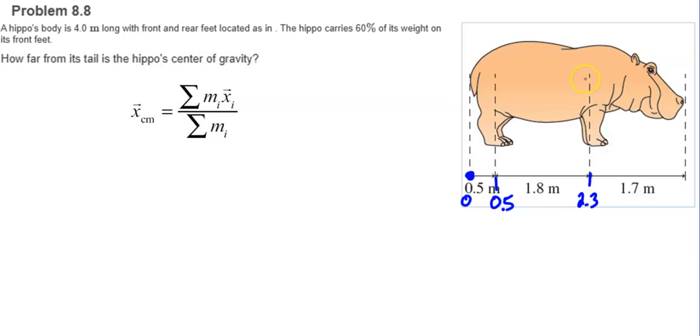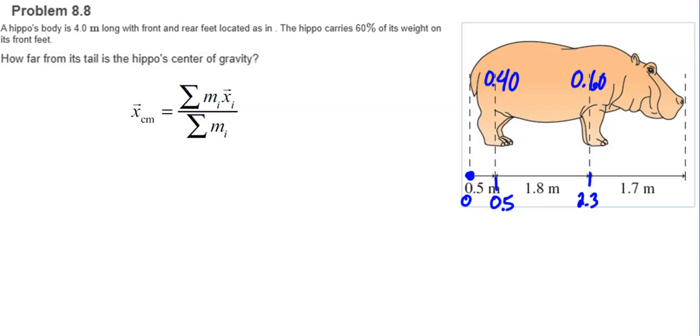So we're going to model the hippo as though it is composed of 2 point masses, one having a mass of 0.60 the mass of the hippo, and the other having a mass of 0.40 the mass of the hippo, because that's what 60 and 40% would mean. And since you're dividing the individual masses by the sum of the masses, it actually doesn't matter what the hippo actually weighs, just those ratios.